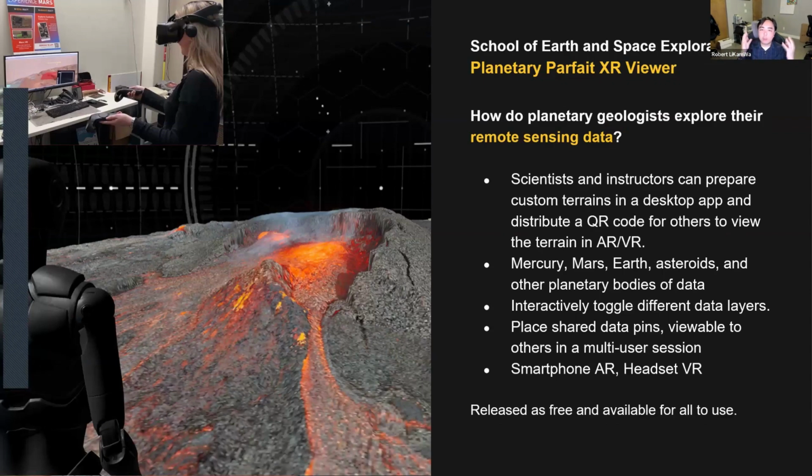Or we can help planetary geologists explore remote sensing data from their drones, from their satellites. All of those data can then form this immersive world that they can explore virtually. So we've created different virtual reality and augmented reality apparatuses to assist those folks with their inquiry.